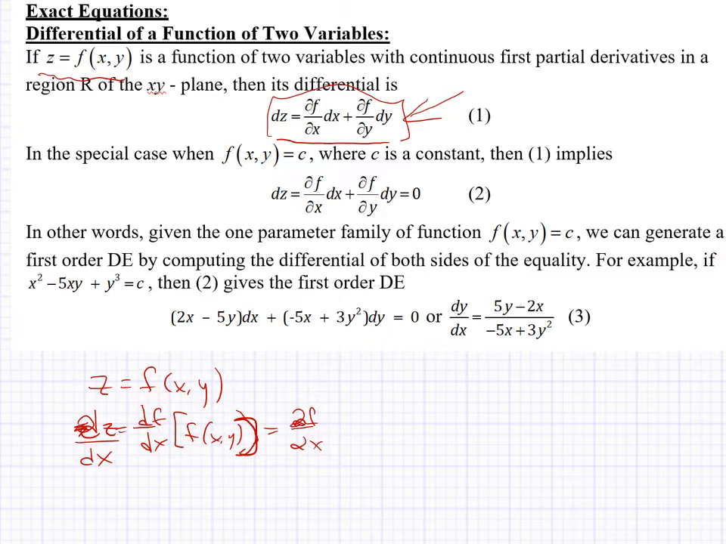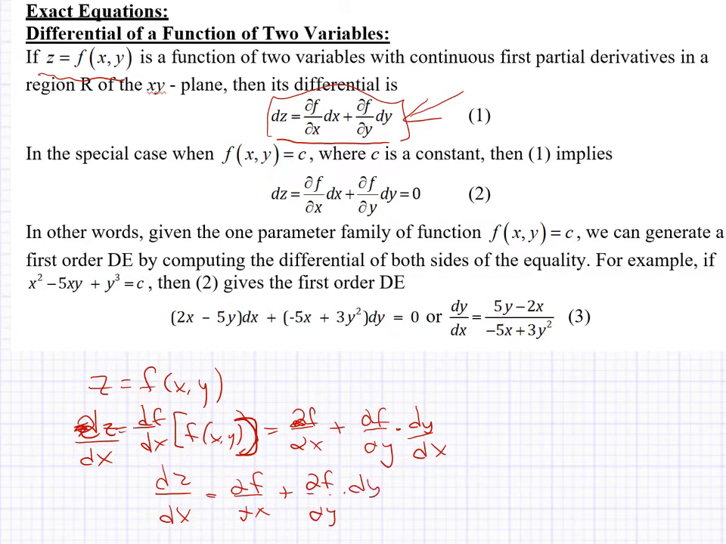But anyway, we take the derivative of f with respect to x, and then we could take the derivative of f with respect to y. But since we're doing implicit differentiation, that's where we have to think of y as a function of x and multiply by the derivative of y with respect to x. Okay, so then we have this equation here. We have this dz over dx equals the derivative of f with respect to x plus the derivative of f with respect to y times the derivative of y with respect to x.